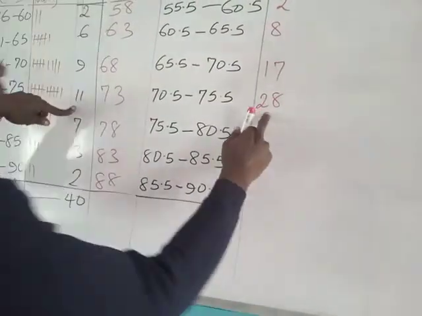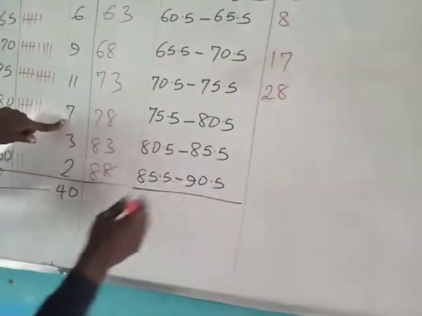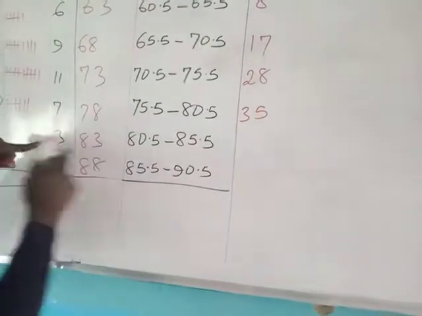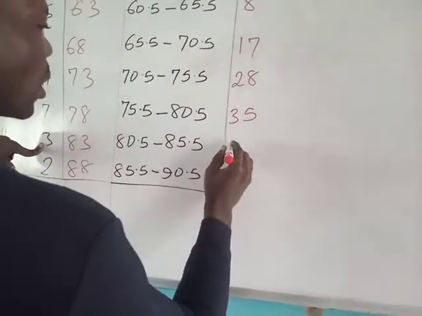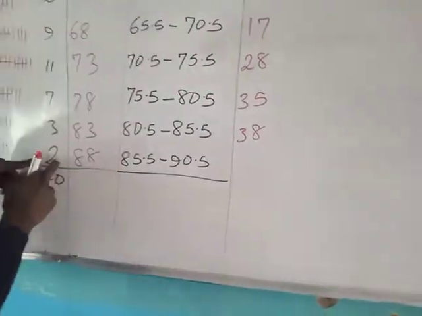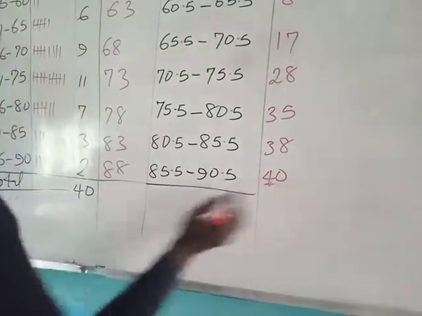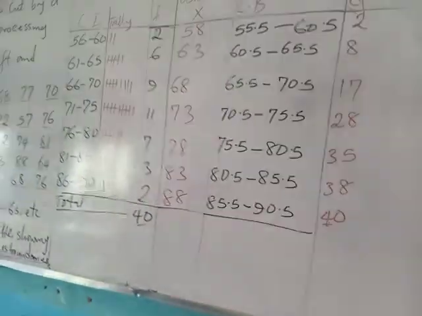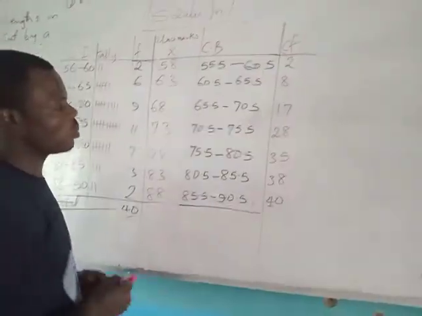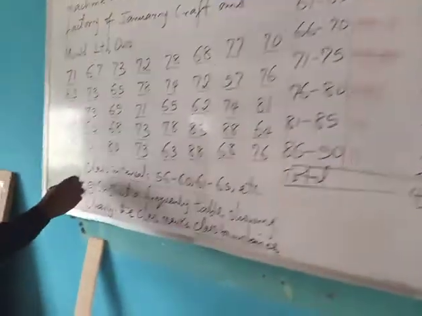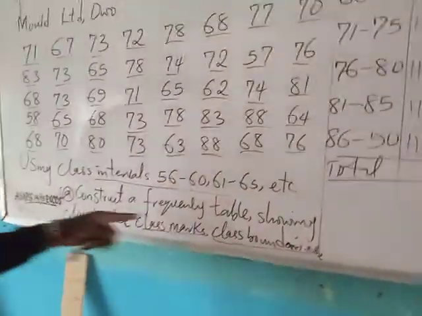So when you add 28 to 7, you are going to have 35. And when you add 35 to 3, you are going to have 38. 38 plus 2, we are going to have 40. So this must be equal to the total frequency. So this is our cumulative frequency. So we are done with question A, which asks us to construct a frequency table.